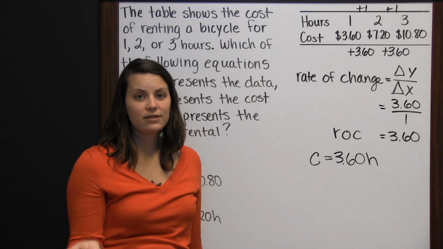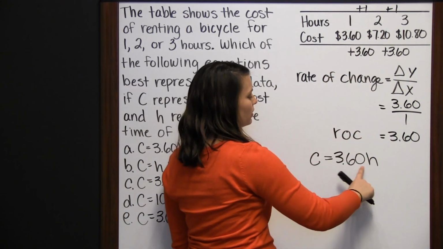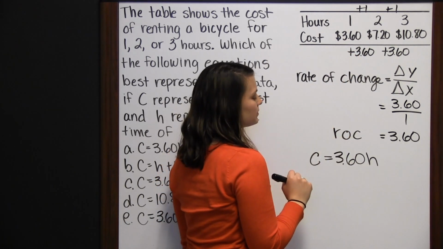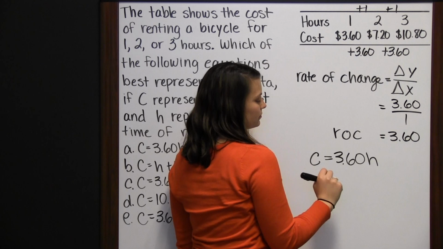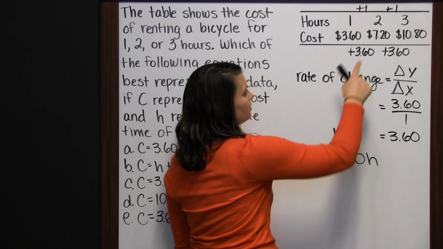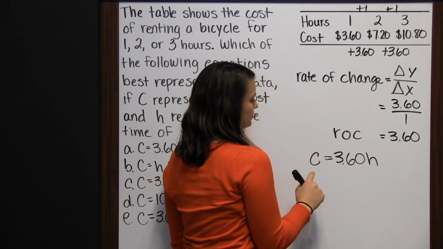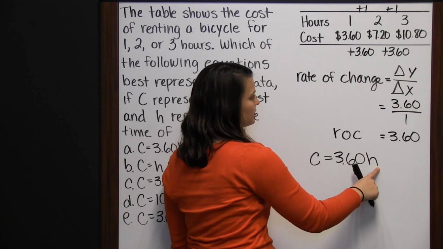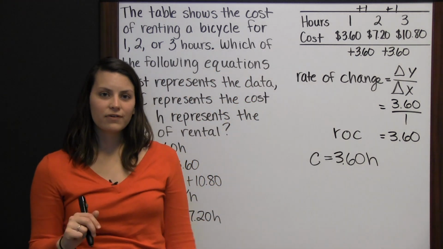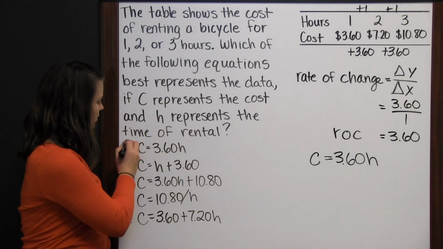And then we can check and see if it works. So let's replace H with 1. $3.60 times 1 is $3.60. Try it with 2. $3.60 times 2 is $7.20. Finally, 3. $3.60 times 3 is $10.80. So that verifies that our function rule works for this situation and is correct. So answer A.